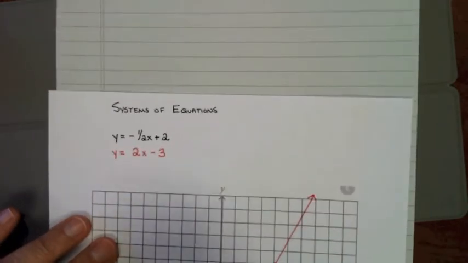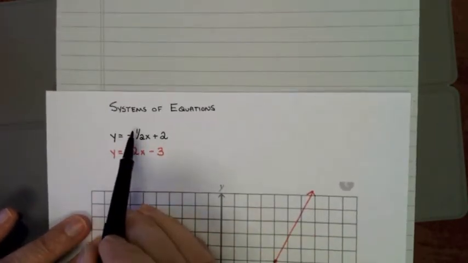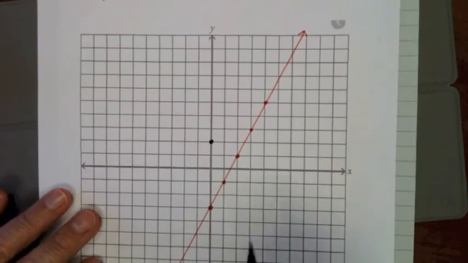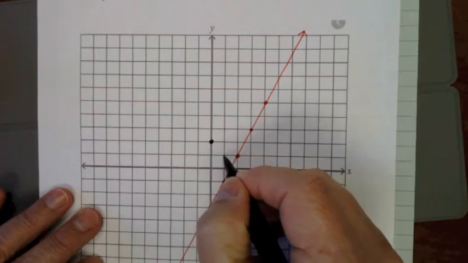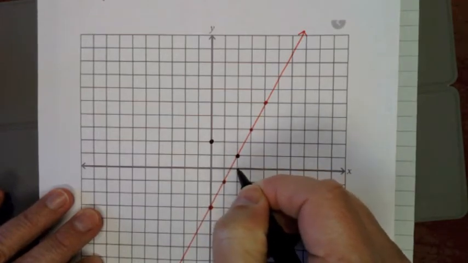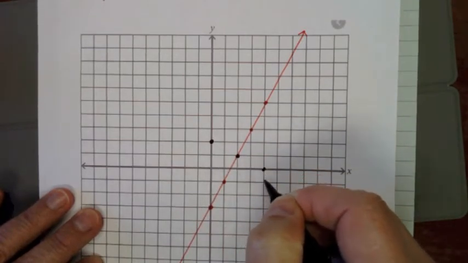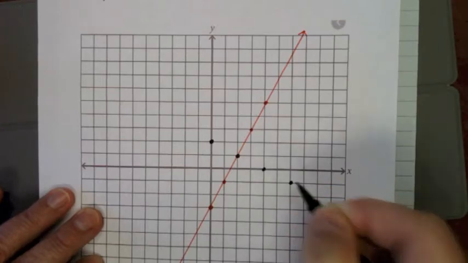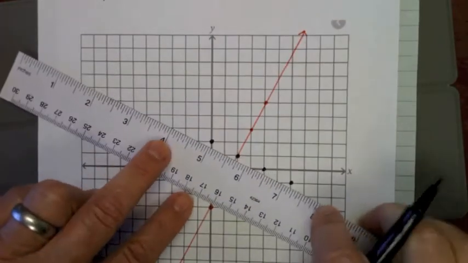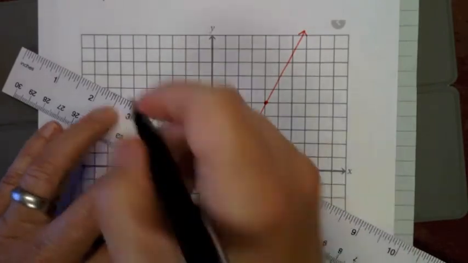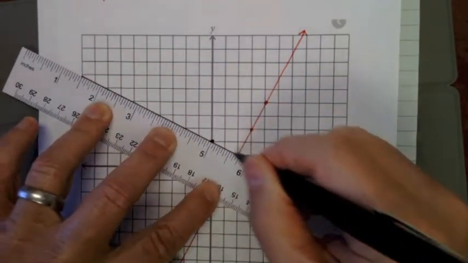Then I'm going to use the slope. The slope is negative 1/2. That's telling me to go down 1 over 2. So that's what I'm going to start doing. I'm going to go down 1 over 2 from this point. Down 1 over 2. Down 1 over 2. Down 1 over 2. Give me a few points on that line. Then I'm going to draw the black line.